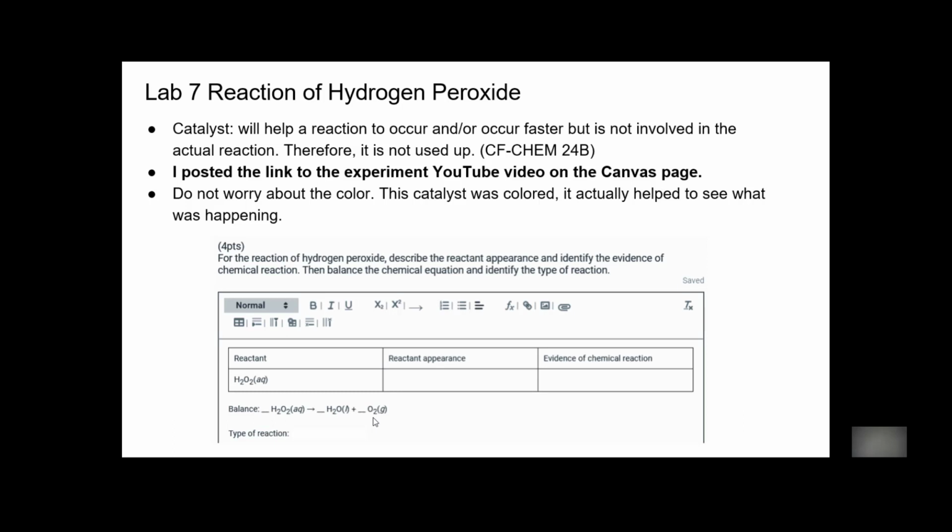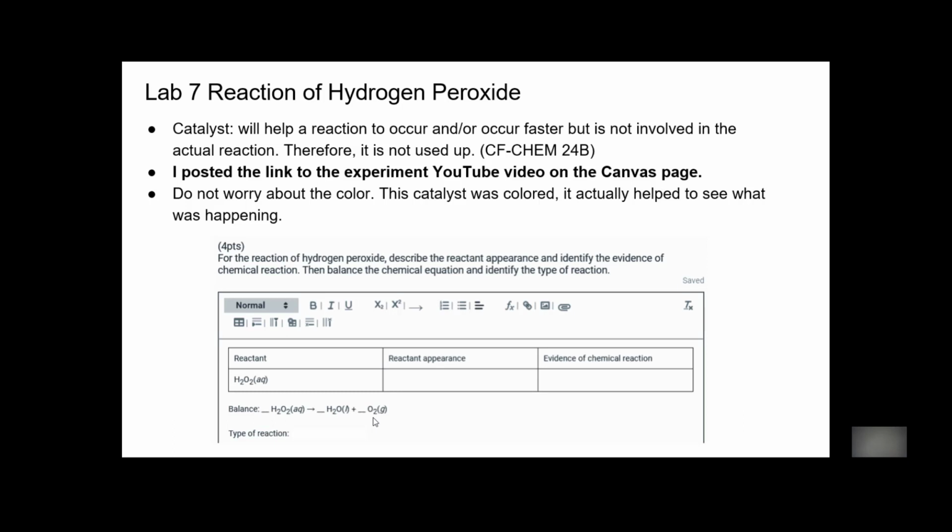So what I did is I posted a link to a YouTube video of this experiment being done. And they also talk about here, as they did on LabFlow, they bring up the word catalyst. If you're not familiar with what a catalyst is, it's a substance, usually an element, that will help a reaction occur or occur faster, but it's not actually involved in the reaction.